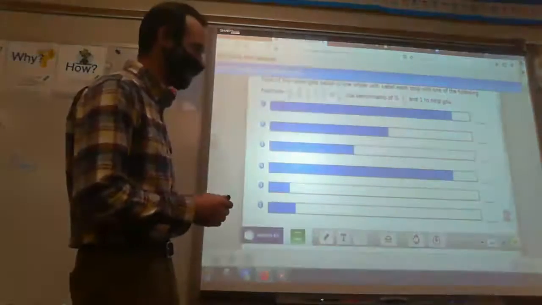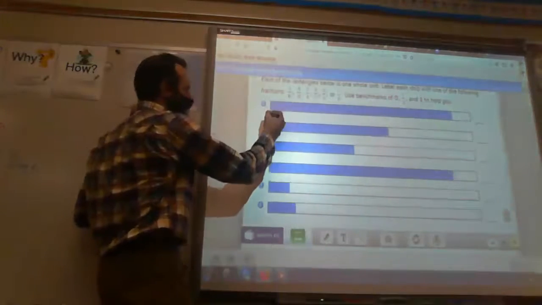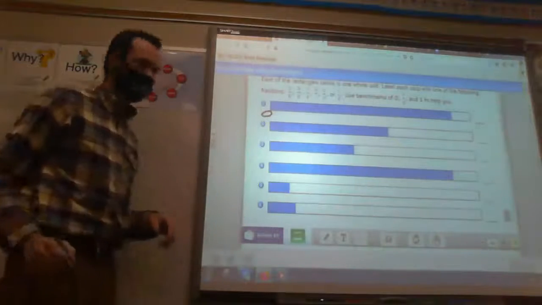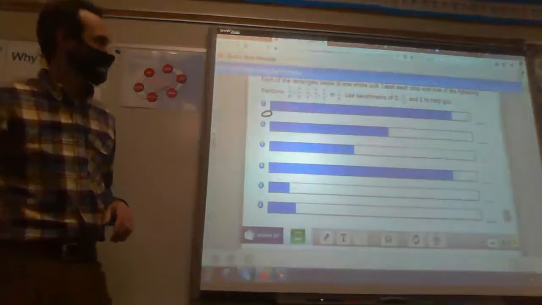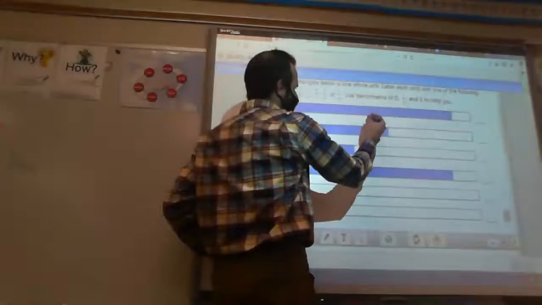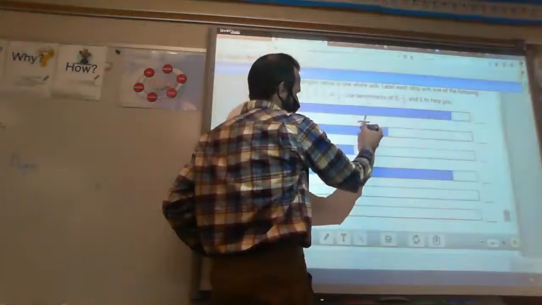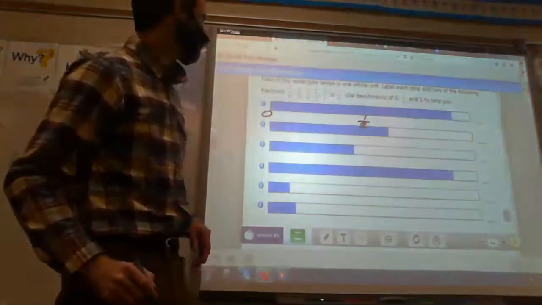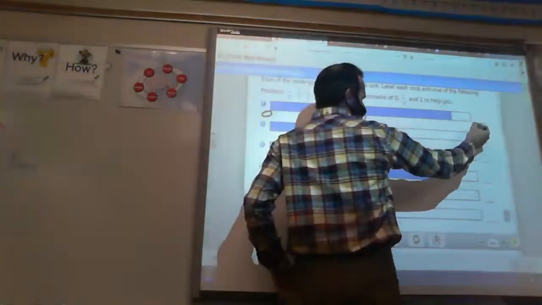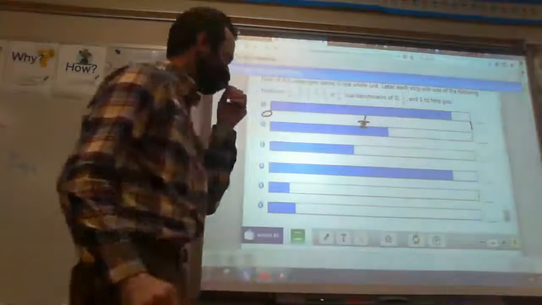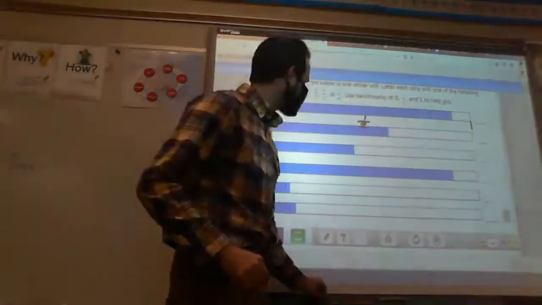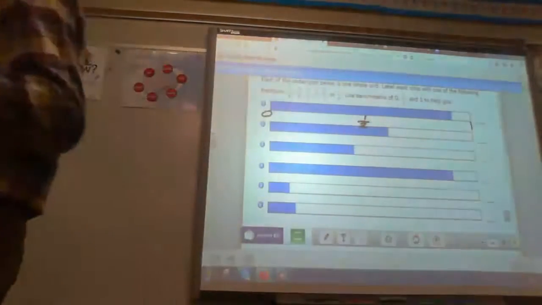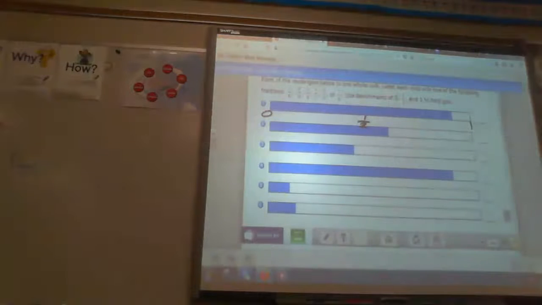It says use the benchmarks of 0, 1/2, and 1 to help you. So here's what I want you to do right now with your pencil. Down here by this end, this is 0. It doesn't have to be perfectly in the middle, but pretty close to 1/2. You should put 1/2. And way down at this end, this is 1. Because that's really important information. You want to make sure your half is around the half mark, because if it's not close, then it's going to lead to some problems of whether something is a half or not.